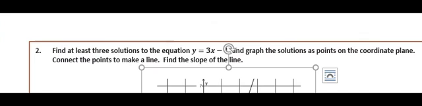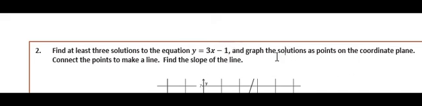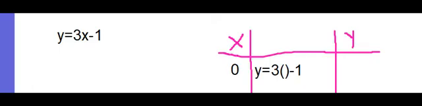Let's move on to exercise number 2. Find at least 3 solutions to the equation y equals 3x minus 1 and graph the solutions as points on the coordinate plane. Connect the points to make a line and find the slope of that line. In the space for exercise 2 on your paper, make sure that you've created a table similar to the table used in the last exercise.